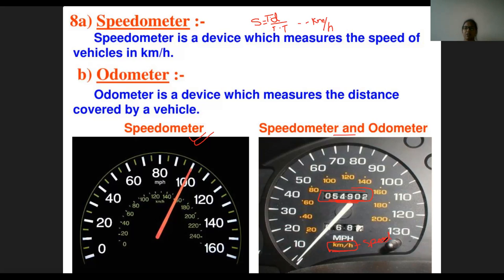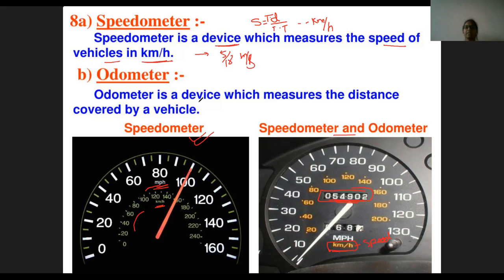You can observe this kind of instrument in your cars and bikes. The speedometer plus the odometer are also included separately. Kilometers per hour is there, and here also kilometer per hour is there. So these are our units of speed. One side is kilometer and one side meters. Both are mentioned. This is a speedometer. What is the use of a speedometer? It is a device used to measure the speed of vehicles in kilometer per hour. If you know kilometer per hour and want to find meter per second, just multiply by 5 by 18, and you will get it in meters per second.